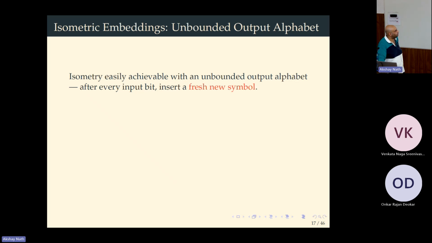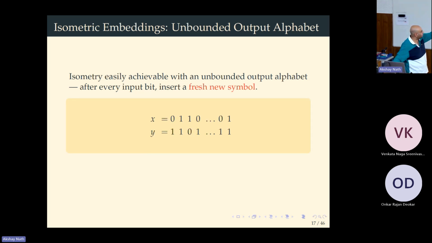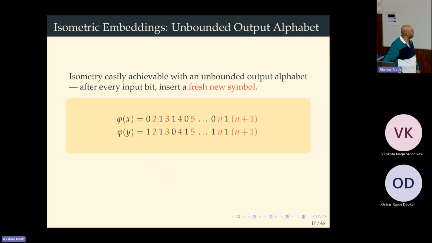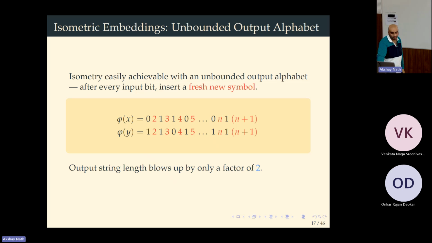So let's make a simple proof that isometry is achievable if you have an unbounded alphabet size in the output. Let's say these are two strings X and Y. I'll just introduce new characters, each time a new thing. And I have no incentive to align across, because I have to just do everything vertically now. But I've blown up the alphabet size from 2 to basically n plus 2. The length itself, I've just added one thing, so n became 2n.